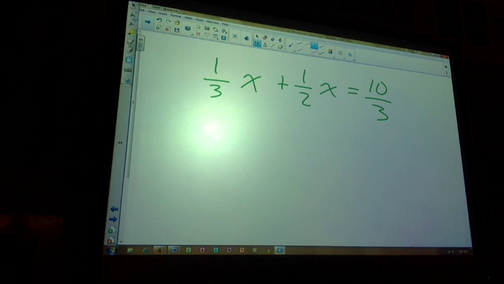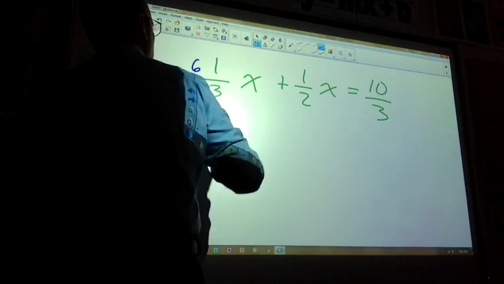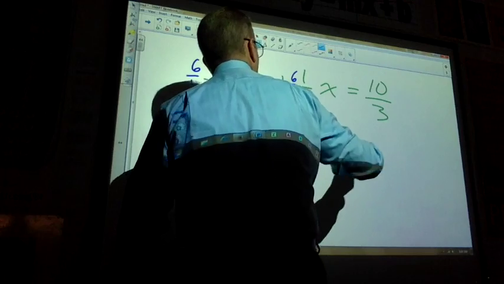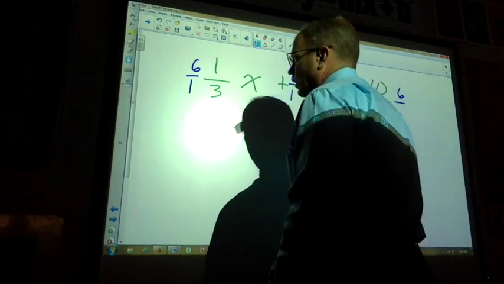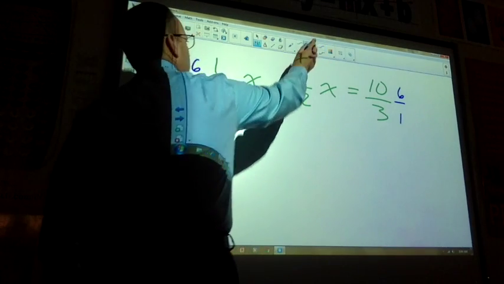Yes, sir. What is the smallest number that 3 and 2 go into? 6. So what I'm going to do is clear my denominators. I'm going to multiply this by 6 over 1, and this by 6 over 1, and this by 6 over 1. The reason I'm doing that is I have 3 terms. I have to do this exact same thing to all 3 terms. Still with me? Ready? Watch. Eyes up here before you start writing down.